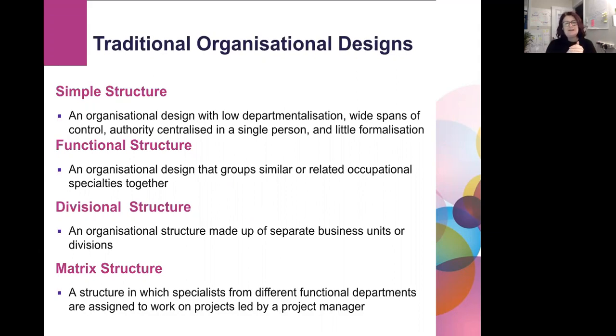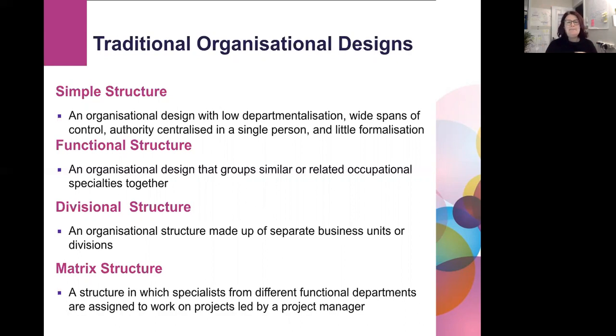A functional structure is one where we've got those different specializations grouped together. So the example we saw about the sort of generic record company where we've got the label, and then we've got like the admin and the accounting type people, and then we've got the marketing department, all that sort of stuff.